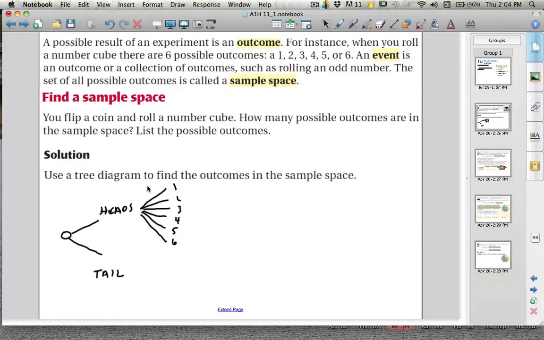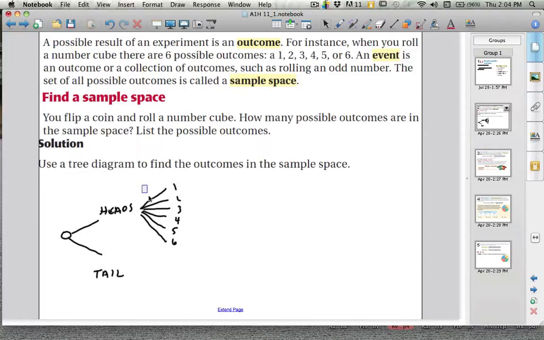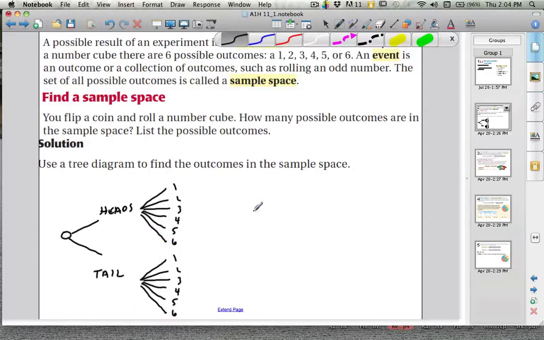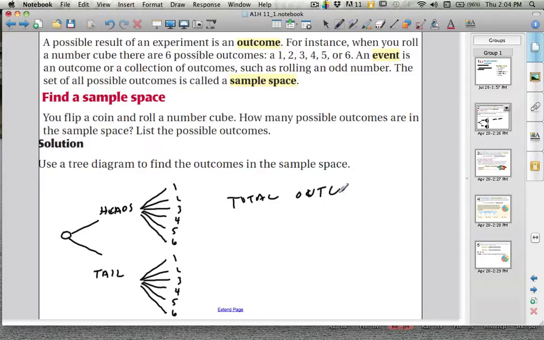And that's not just going to happen one time. That's going to happen twice, right? It can happen after I've rolled heads, or it can happen after I've rolled tails. And so you can see that the total number of outcomes there are 12. And this is my sample space. I can roll heads and then a 1, heads and then a 2, and so on. Or tails and a 1, tails and a 2.